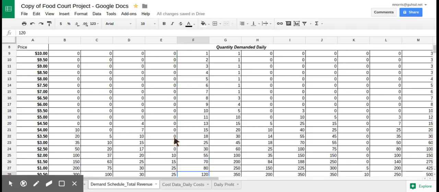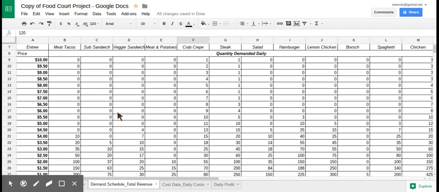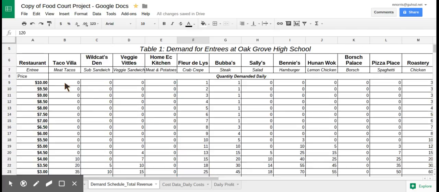So what we're going to do then is a little bit of math and figure out how much money is being generated. So for instance, if I'm looking at, say, the meat tacos at Taco Villa, and I see that there's 10 people that would be demanding tacos at $4, in my mind, I would know that 4 times 10 is $40. And what I want to do now is some formulas to help calculate things out. So I'll show you how this gets set up.